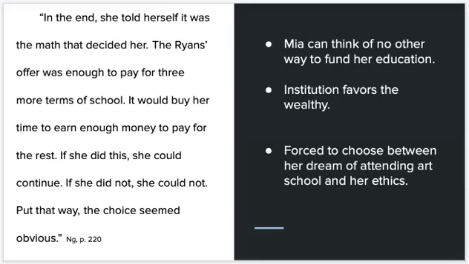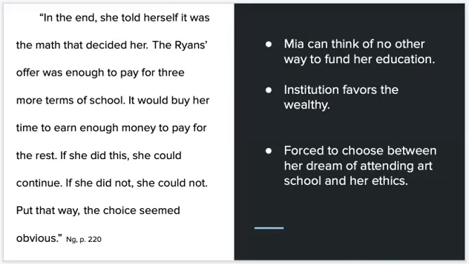So about that experience, Ng writes, "In the end, she told herself it was the math that decided her. The Ryans' offer was enough to pay for 3 more terms of school. It would buy her time to earn enough money to pay for the rest. If she did this, she could continue. If she did not, she could not. Put that way, the choice seemed obvious."